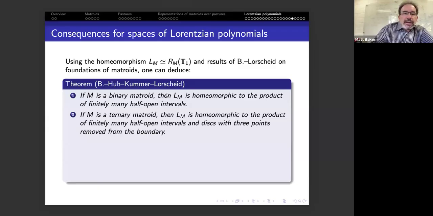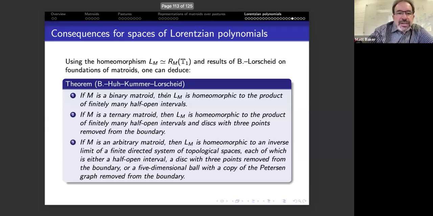And in general, it's a little complicated, but we can say something interesting. For any matroid, the Lorentzian polynomial space is an inverse limit of topological spaces that either look like half-open intervals, disks with 3 points removed, or a five-dimensional ball with a copy of the Petersen graph removed from the boundary. That already happens for U25. Lorentzians look like that last case. But that's all the possibilities.